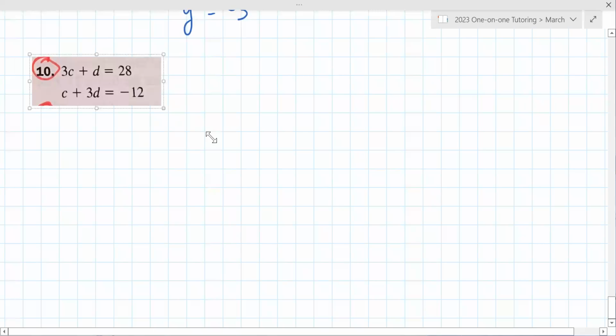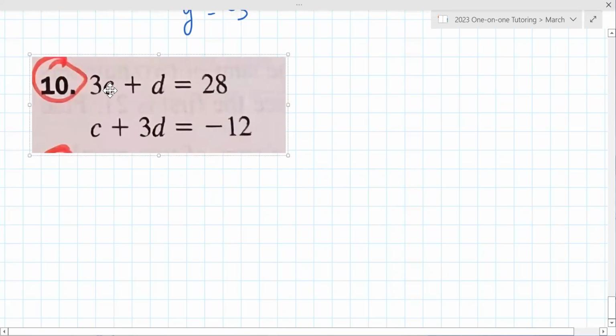All right, number 10. If you really don't like C and D, you can go back to X and Y. You could rewrite this as 3x plus y equals 28, x plus 3y equals -12. It's totally okay, it's up to you. We have to decide which variable we're going to eliminate. Are we going to eliminate the first one or the second one? You do have a choice. There's not a right or wrong answer here because you can eliminate either of them pretty easily, meaning it's just one multiplication to do that.